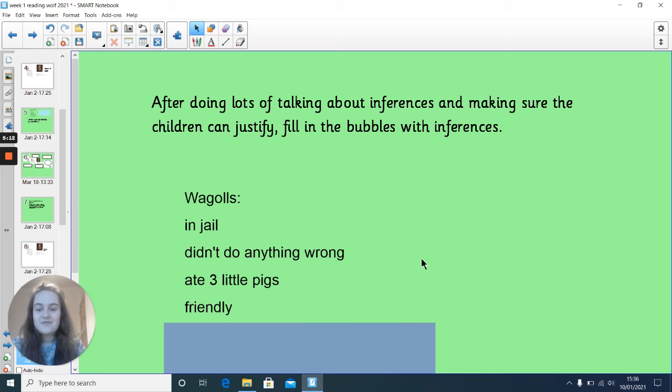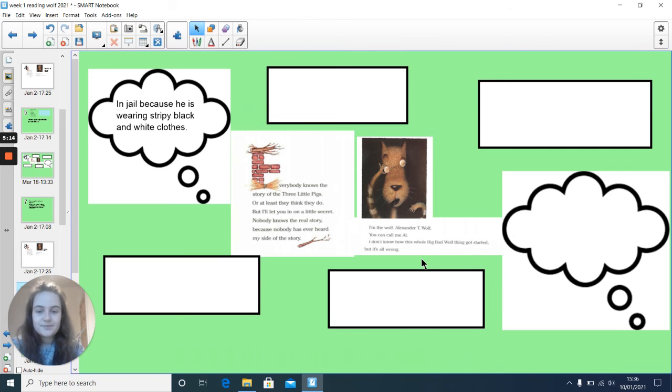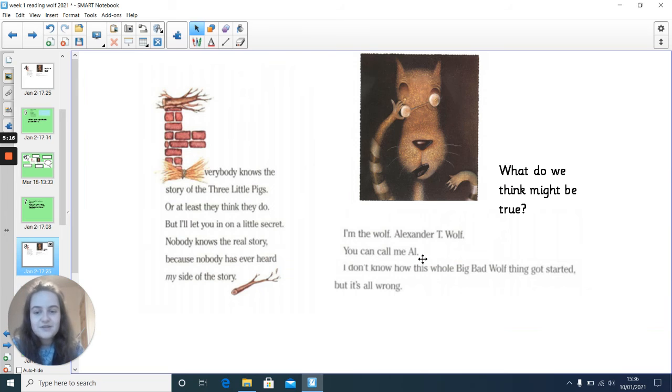Some people might make the inference that he is friendly. Now, the piece of evidence that implies that he is friendly is the way he says, "I'm the wolf, Alexander T. Wolf. You can call me Al." That's quite a friendly thing to say, isn't it? Usually when wolves are being big and bad and scary, they're trying to eat you, and they don't come up to you and say, "Hi, I'm Alexander T. Wolf, but you can call me Al." So that's a very friendly thing to say for a big bad wolf, isn't it?